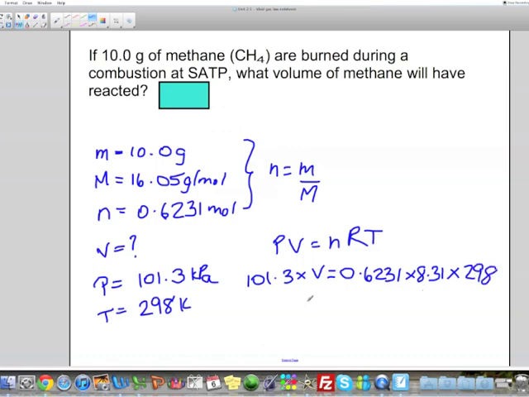And I get a volume of, let's verify, I believe it is 15.2 liters exactly. So the volume is 15.2 liters, if I use a number of moles of 0.6231 mole at SATP.